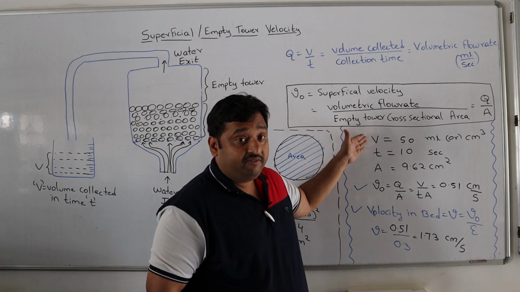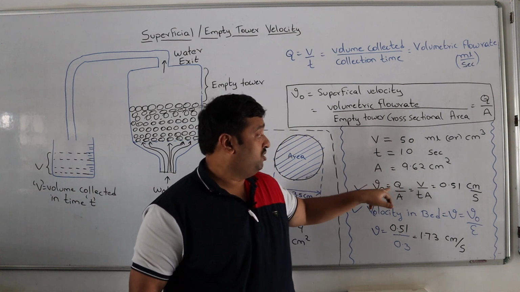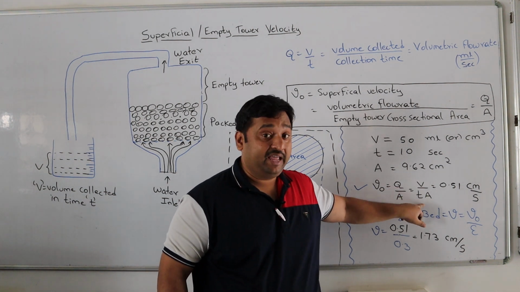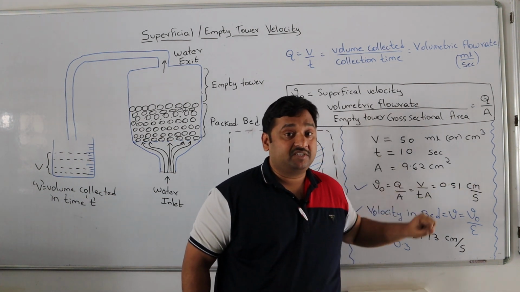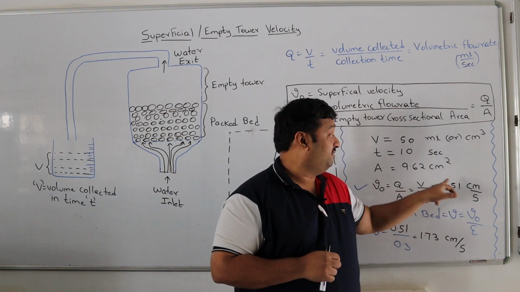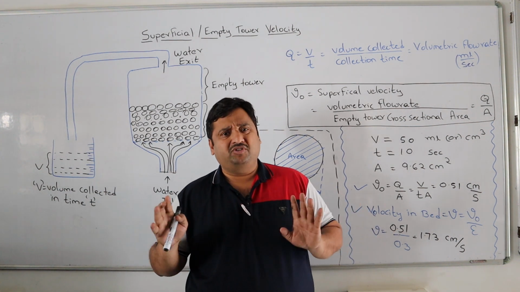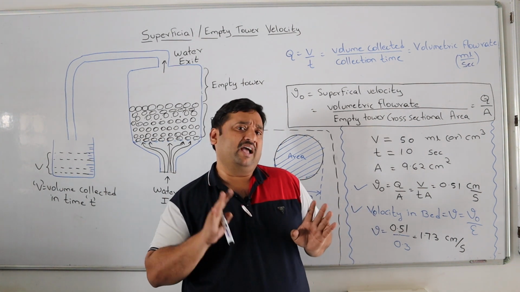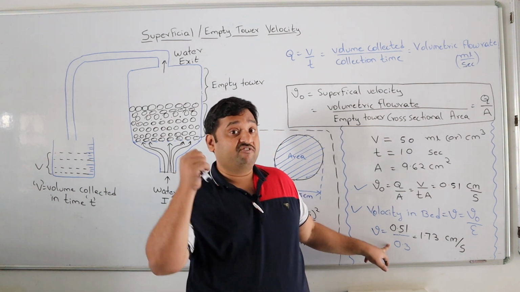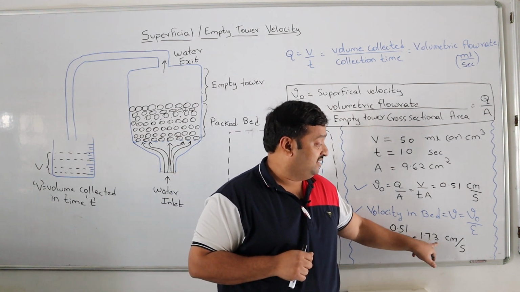So I have measured V equal to 50 ml, time equal to 10 seconds, and area is about 9.62. My velocity is nothing but the flow rate divided by area, V by t by A, which is 0.51 centimeter per second. And the velocity in the bed is the empty tower velocity divided by porosity. Typically in industry, the porosity lies between 0.4 and 0.3, in that range. If I take 0.3 as the porosity of my bed, then V is equal to 0.51 divided by 0.3, which is 1.73 centimeter per second.